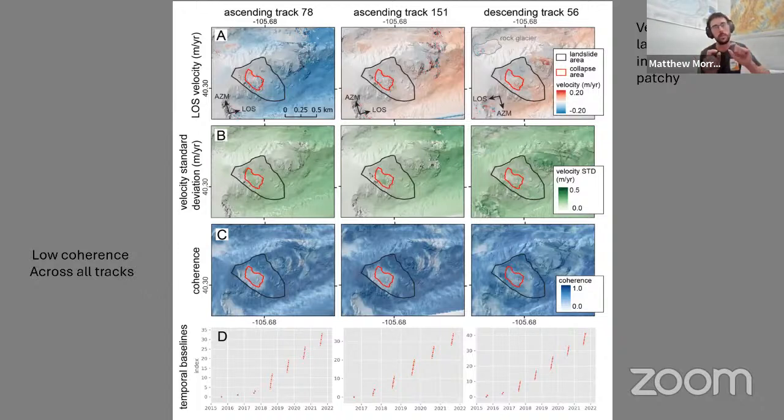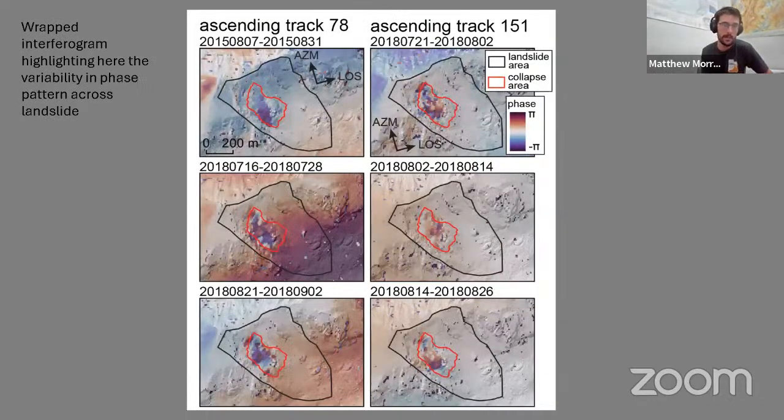This is all related to the wavelength of your radar signal. If we look at a few more wrapped interferograms, you can see a high variability in the colors of the phase. It's not a nice, consistent signal, meaning that we're really losing resolution. Basically, the material is moving too quickly away from the satellite, and we can't resolve velocities accurately. This was really an unfortunate experience because we had really hoped that InSAR could provide some rates for us, but we ended up not using it to provide rates of deformation prior to collapse.